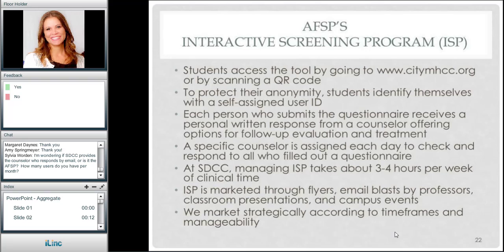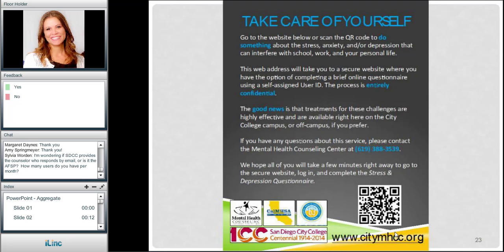Let me show you guys. This is just the flyer that we use. So it's just a basic one telling students about it, and then you can see that QR code at the bottom and the website that they would go to if they want to fill it out. But I really can't say enough good things about AFSP. They provide really good support for it.